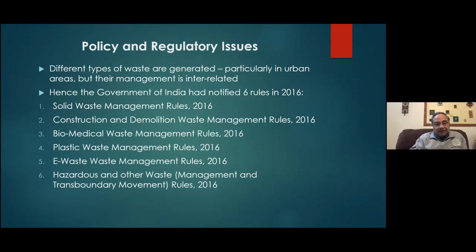Therefore, the government of India notified 6 rules in 2016: solid waste management, construction and demolition waste management, biomedical waste management, plastic waste management, e-waste or electronic waste management, and hazardous and other waste, where of course the management and transboundary movement rules are there. So these rules can take care of the total gamut of waste generated in an urban area. Next, please.